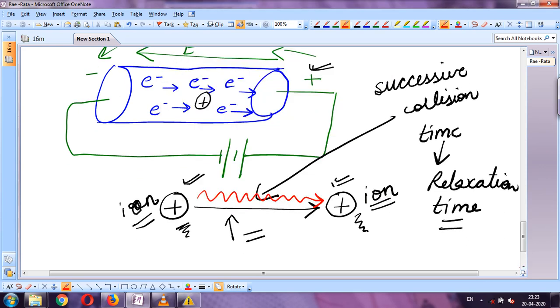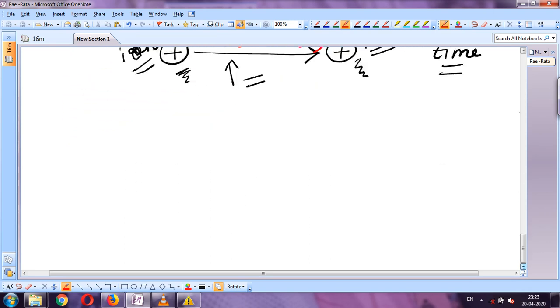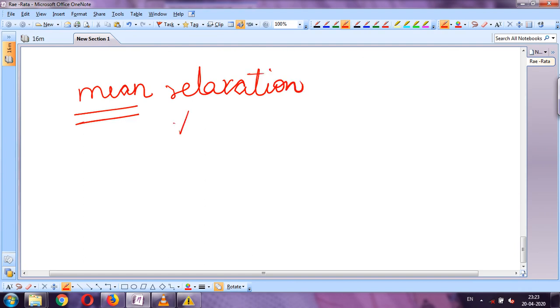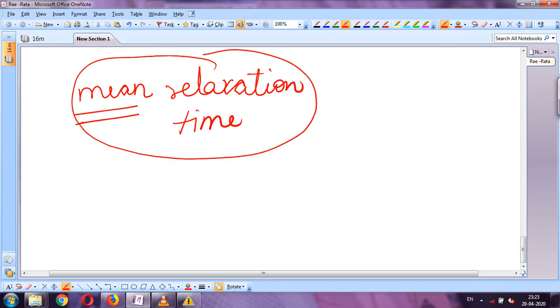So because there will be different relaxation times, we can do the mean of all those relaxation times, and that mean of all the relaxation times will be called the mean relaxation time. Now mean relaxation time will be represented by tau. This is tau, T-A-U. Okay children, mean relaxation time will be represented by tau.